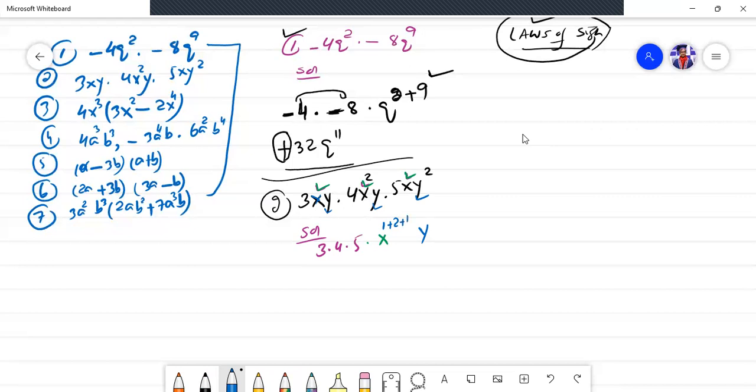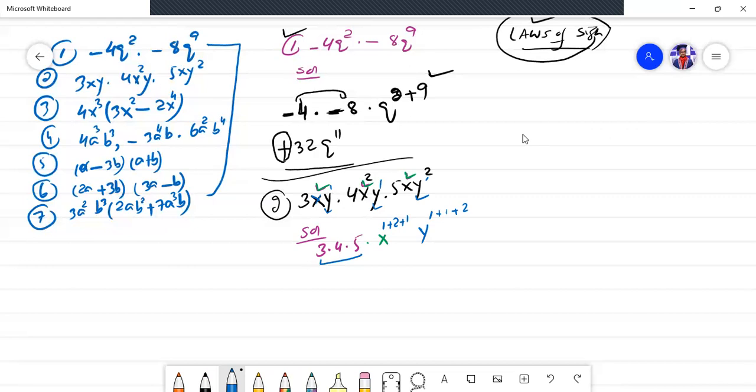Now let's come to y. It carries the power 1. Here this is 1. Then here also it carries the power 1. Then here it carries the power 2. Okay, now multiply them.